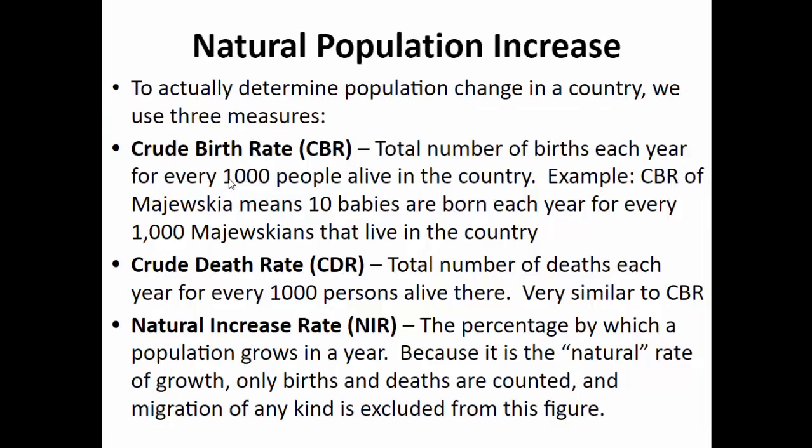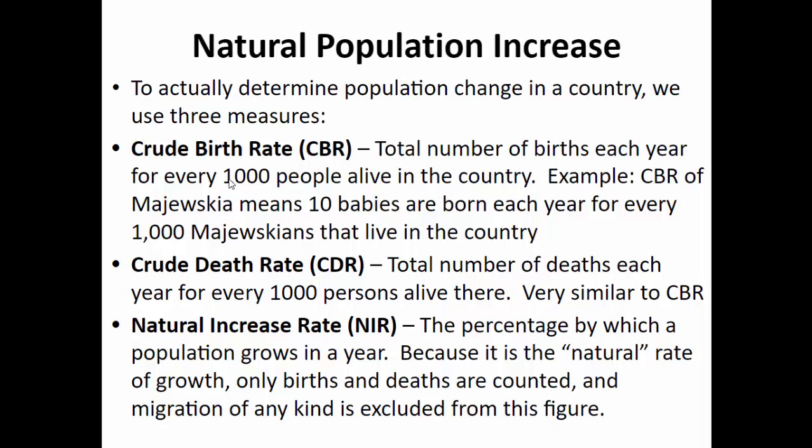All right? Now, how do we determine population in a country? How do we determine its change? Well, the answer to that is we use 3 different measures, all right? And the first of these measures is something called crude birth rate. Now, crude birth rate is the total number of births each year for every 1,000 people alive in a country. So the fictitious country of Majuskia, CBR. Let's say the CBR of Majuskia is 10. Well, that means there's 10 babies born for every 1,000 Majuskians that live in that country.